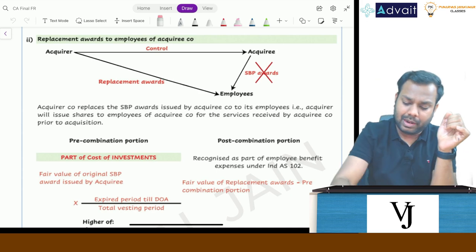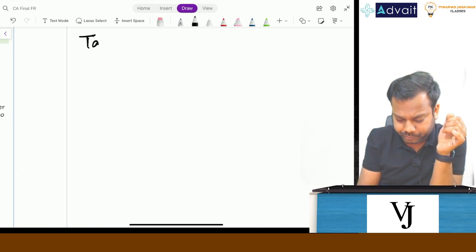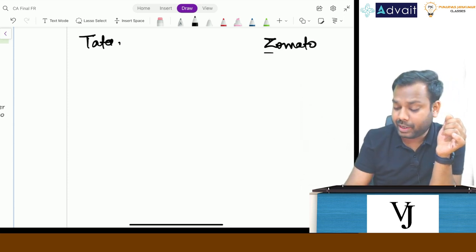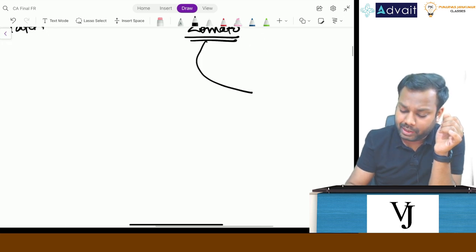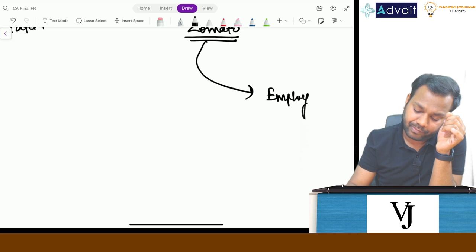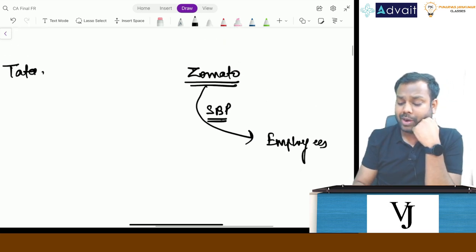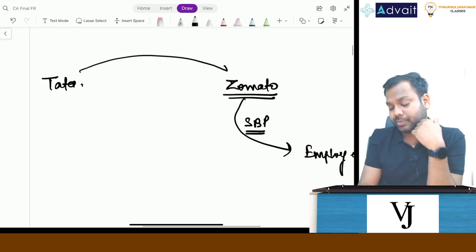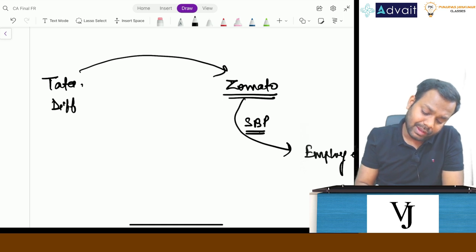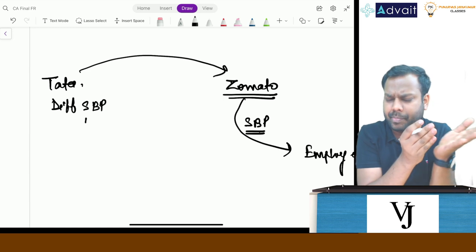Now I'll write the example here. Let's suppose this is Tata. They want to acquire Zomato. Let's take a hypothetical example. Zomato has already given share based payment plans to their employees. Now what happens? Tata acquires Zomato, and Tata has a different share based payment plan for its employees.